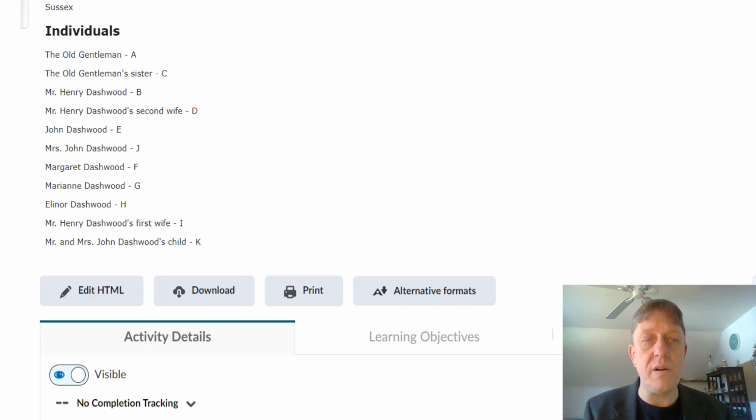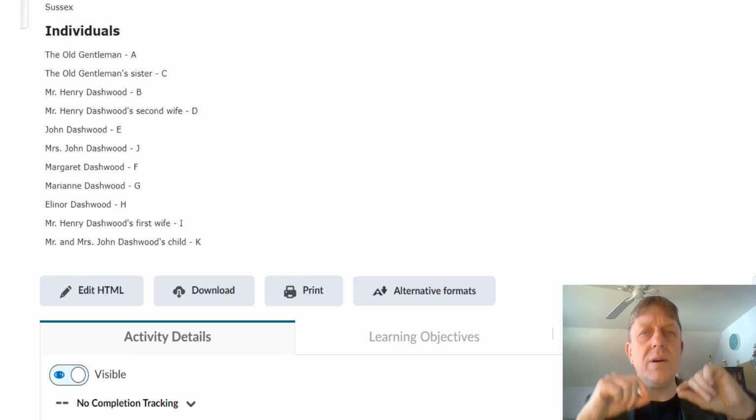Then there's Mr. Henry Dashwood and Mr. Henry Dashwood's second wife. Then there's John Dashwood, Mrs. John Dashwood. And then there's Margaret Dashwood, Marianne Dashwood, Eleanor Dashwood, their mother, who is Mr. Henry Dashwood's first wife. We don't know her name in this chapter, just like we don't know Mrs. John Dashwood's name, or the name of Mr. Henry Dashwood's second wife, who is, by the way, the mother of Margaret, Marianne, and Eleanor. And then there's Mr. and Mrs. John Dashwood's child. We also don't know the name of that child.